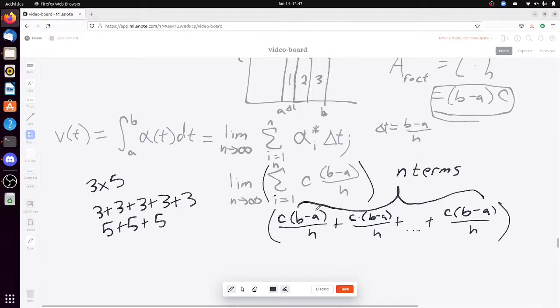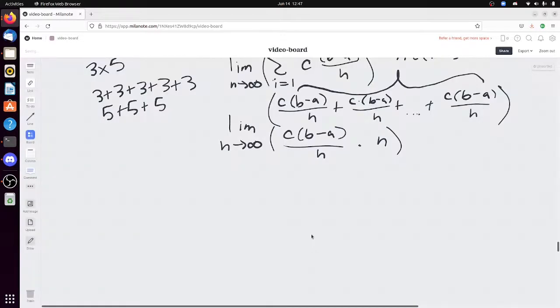So if we have this constant term added to itself n times, well, that's obviously going to be the term itself times n. And that's actually what this entire summation is going to equal. That's another way to write it. And we want the limit of this as n approaches infinity.